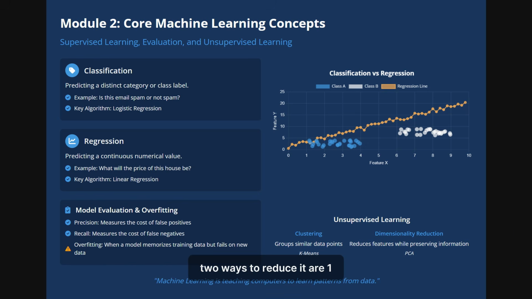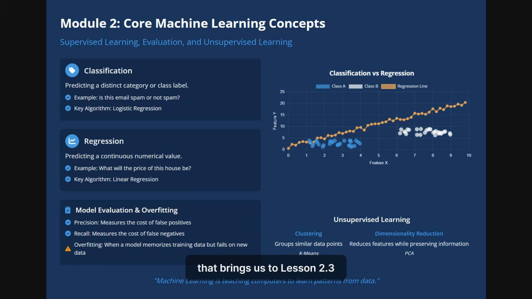Two ways to reduce it are: 1. Use more training data, and 2. Use regularization, a technique that penalizes model complexity to discourage it from learning noise. What if you don't have the right answers?